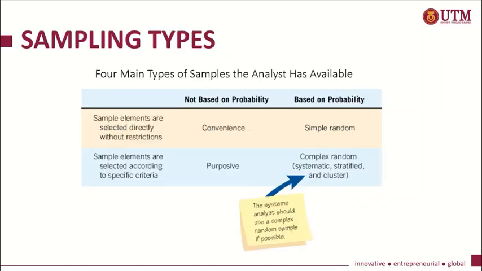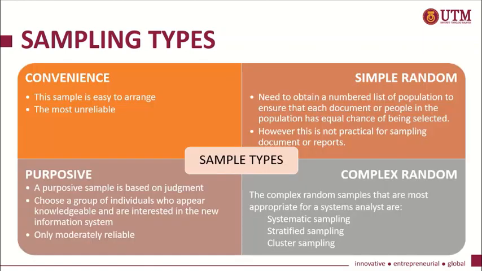There are four main types of samples which are convenience, simple random, purposive and complex random. Each type of sample can be divided into two categories as shown in the slide. First, either the sample based on probability or not. Second, either the sample has restrictions or without restrictions. Now, we will look into each of the sampling types in depth.